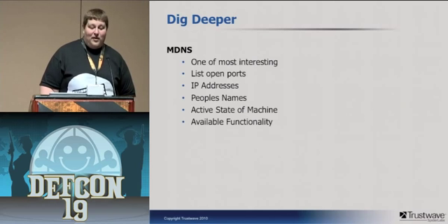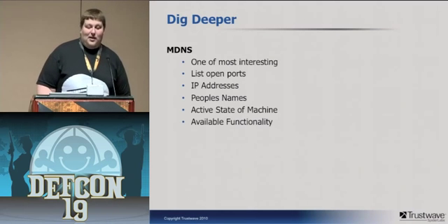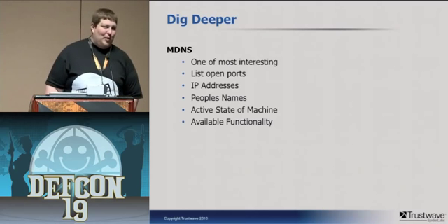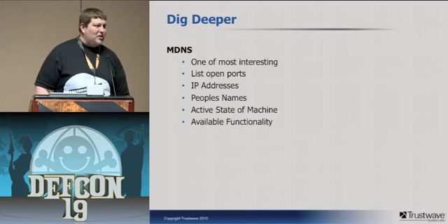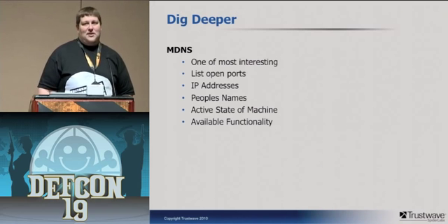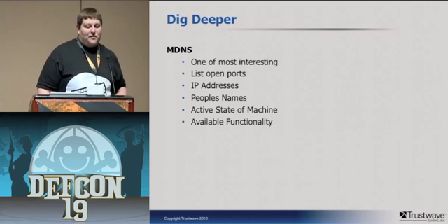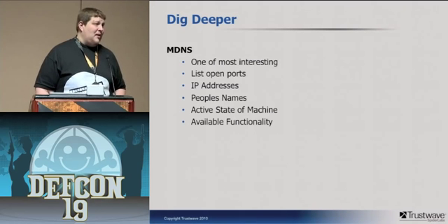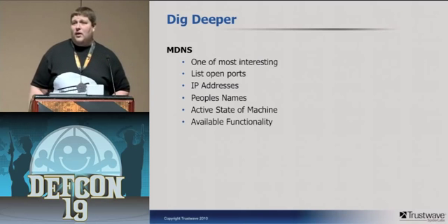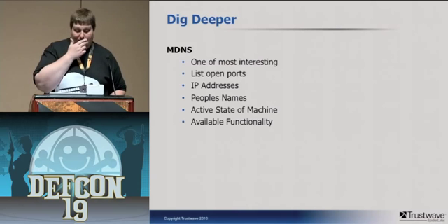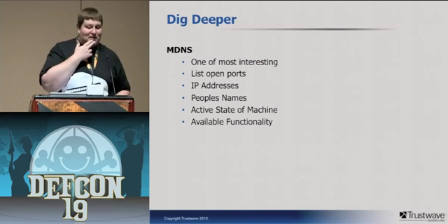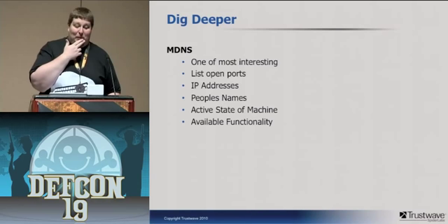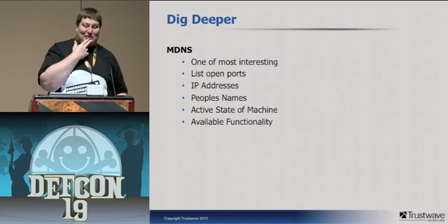mDNS is my favorite one. So it can give you everything from a list of the open ports. So it's basically a free port scan for Mac in a lot of cases. And a lot of the ones that I see for this are Mac related as far as listing open ports. So basically just from hanging out and listening to mDNS data, you can figure out what ports are running, whether or not sharing is enabled, and all sorts of other goodies. And the only thing that I can figure out is that my Mac must be a whore because it wants everybody to know what's open.